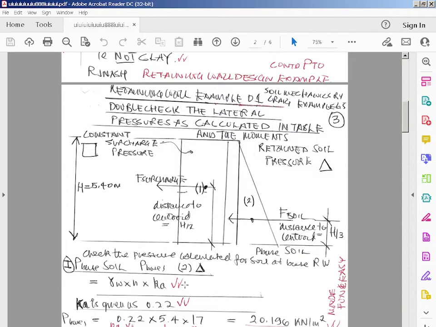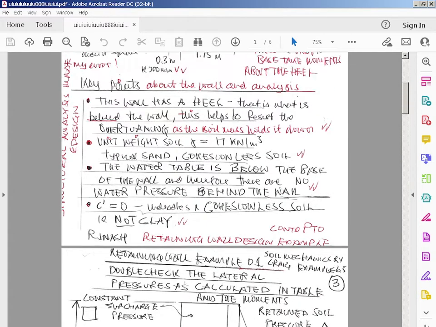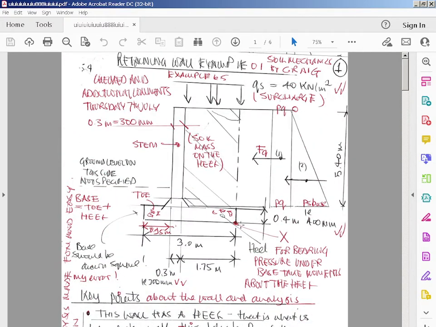So first of all, what he's doing is taking moments about X. The first group, let's consider the lateral forces on the wall. That is 2, which is the soil pressure, and 1, which is the surcharge load. They give lateral forces, and the height of the wall is 5.4. The surcharge is 40 kilonewtons.